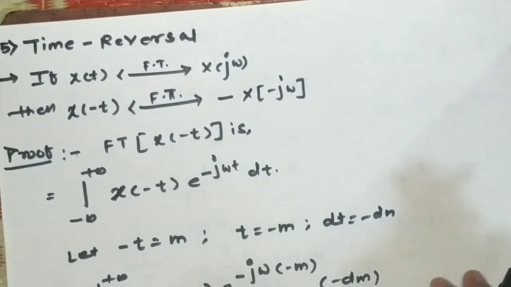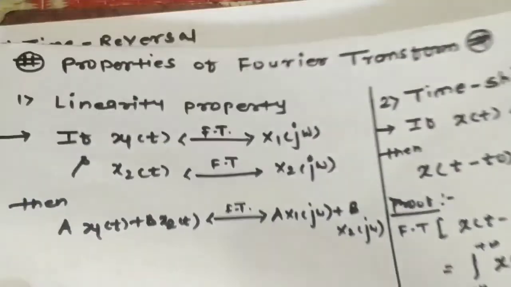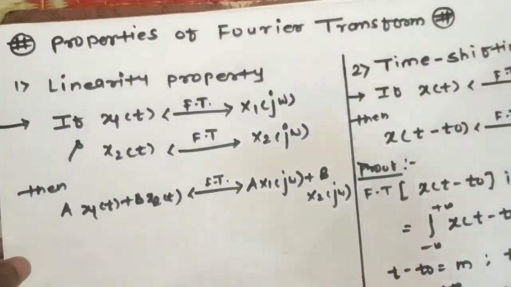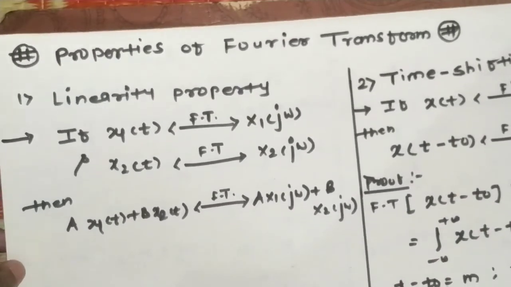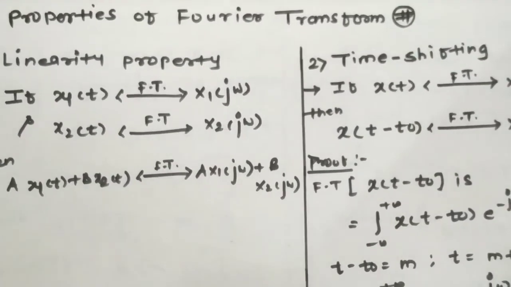So this is about the basic properties of the Fourier transform. In the next video we will see some miscellaneous properties of the Fourier transform, like differentiation in the time domain, differentiation in the frequency domain, then Parseval's relation as well as the multiplication property of the Fourier transform. Why are they called miscellaneous properties? Because most of the examples are directly based on those properties. So watch the video, it will be uploaded soon. Thank you.